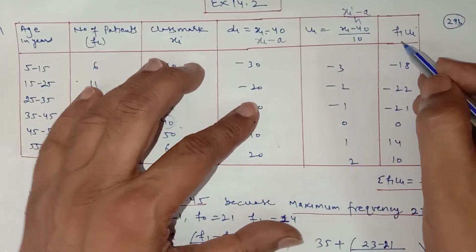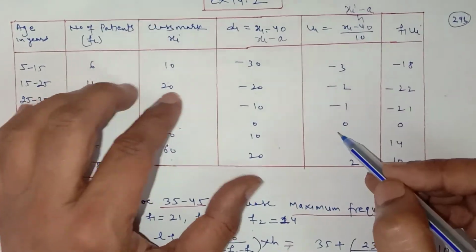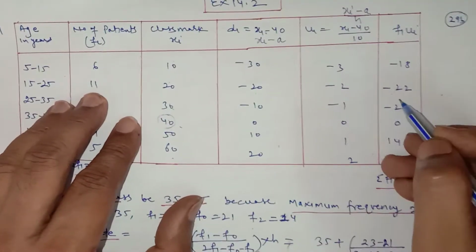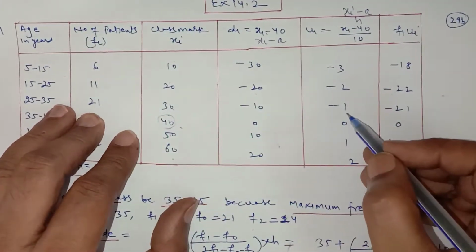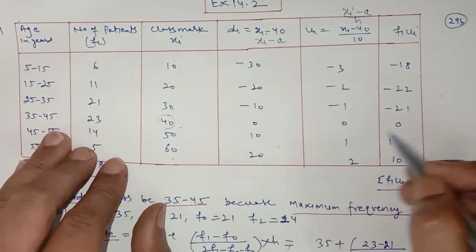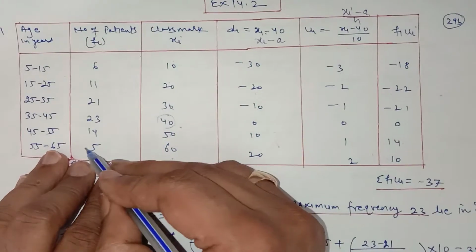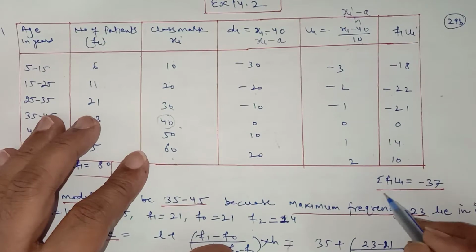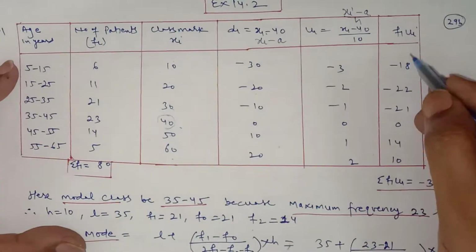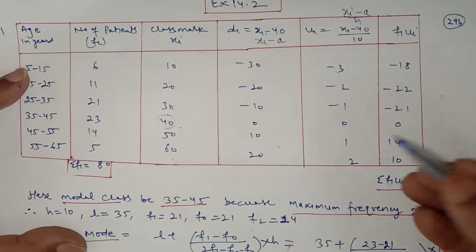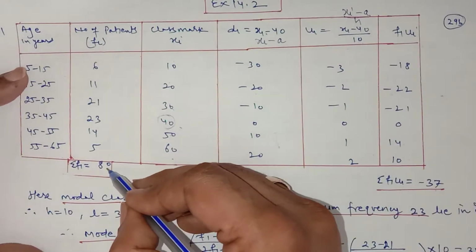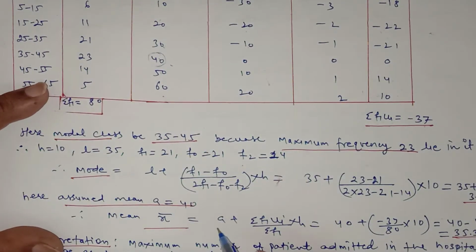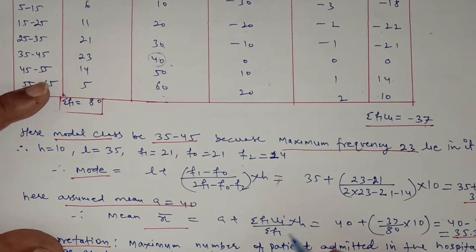Then you have to make a column of fi into ui, that is, multiply this ui with the fi: 6 into minus 3 is minus 18, 11 into minus 2 is minus 22, 21 into minus 1 is minus 21, 23 into 0 is 0, 14 into 1 is 14, 5 into 2 is 10. The sum of this column, summation fiui, is minus 37. These three terms are negative, these are positive. You know how to add this column, and the total frequency is 80. So the mean you can easily find by using the formula: assumed mean plus summation fiui upon summation fi into h.